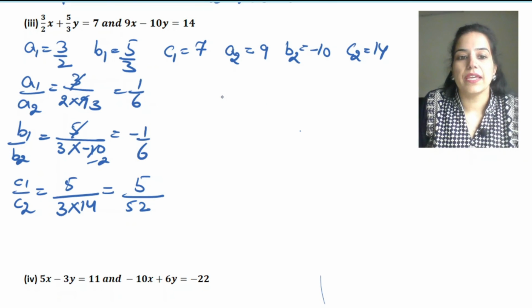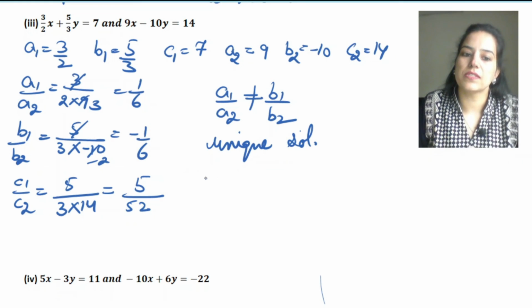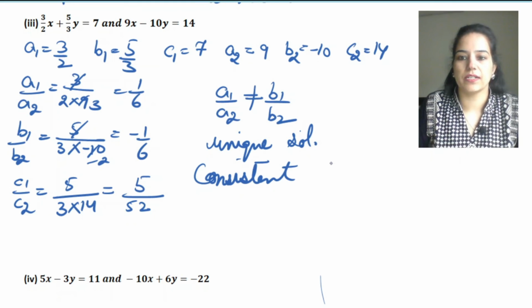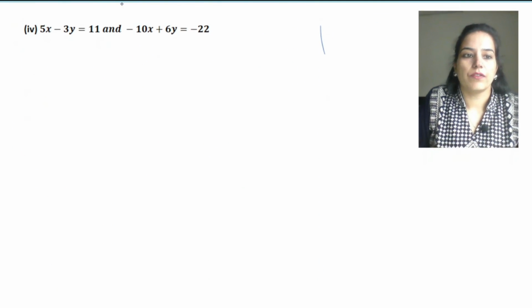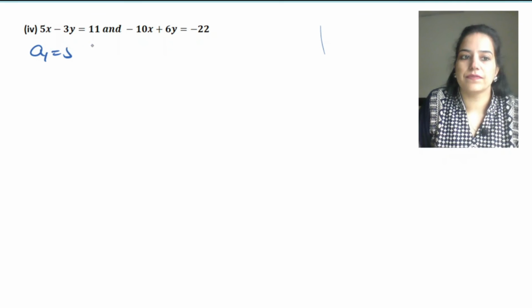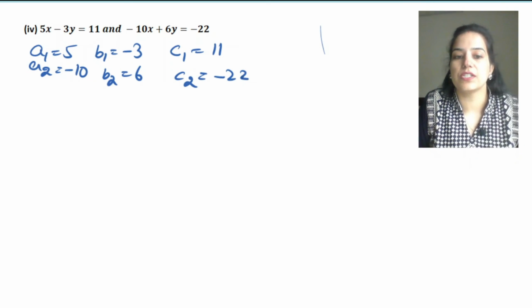So now A1 upon A2 is not equal to B1 upon B2. That means there is a unique solution. And unique solution means the given equations are consistent. All right, let's move to the next one, the fourth part now. Now fourth part, A1 is 5, B1 is -3 and C1 is 11. Similarly, A2 is minus 10, B2 is 6, and C2 is minus 22.